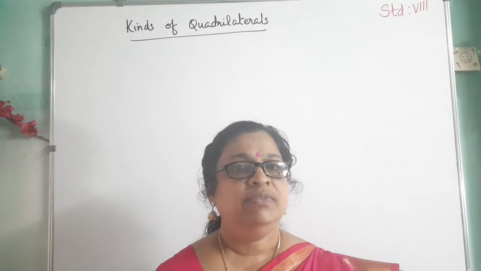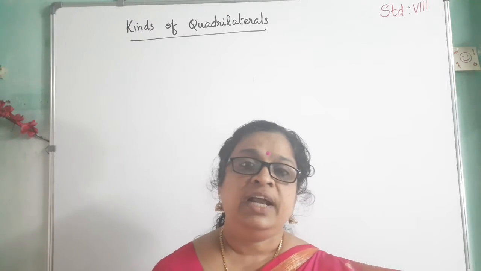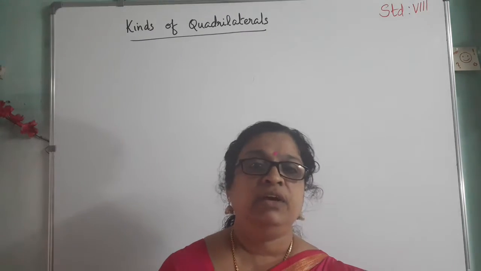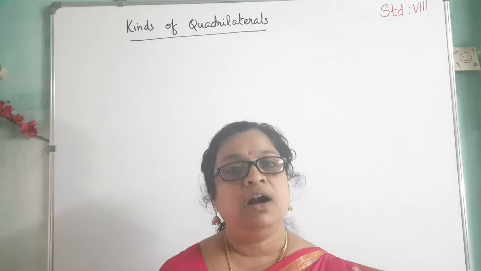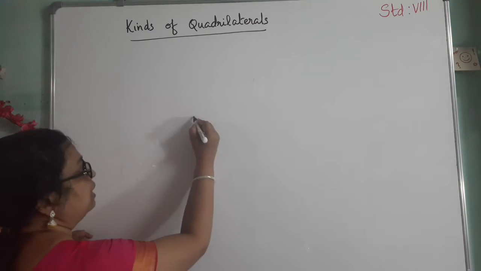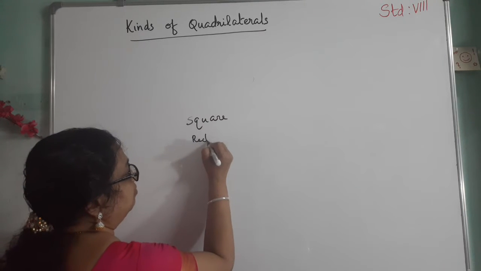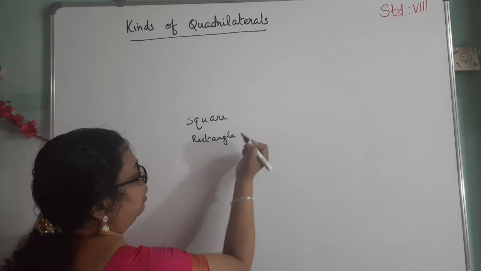In this session we will study kinds of quadrilaterals. What do you mean by a quadrilateral? You all know that a four-sided polygon is called a quadrilateral. Then square is a quadrilateral. Then rectangle is also a quadrilateral.